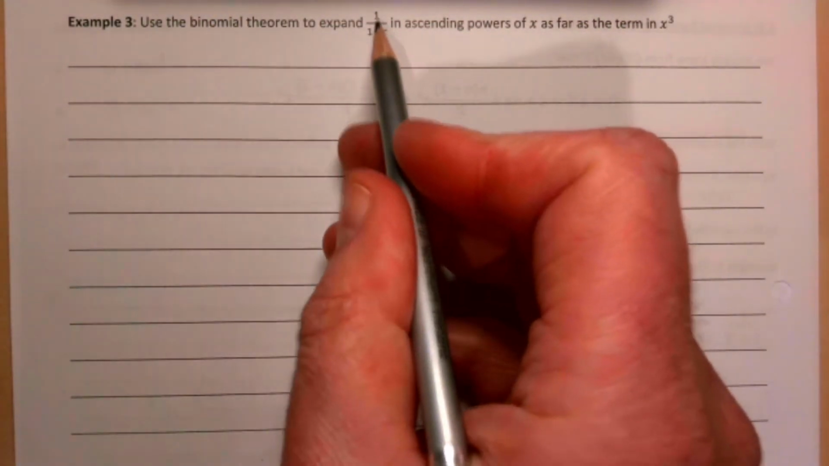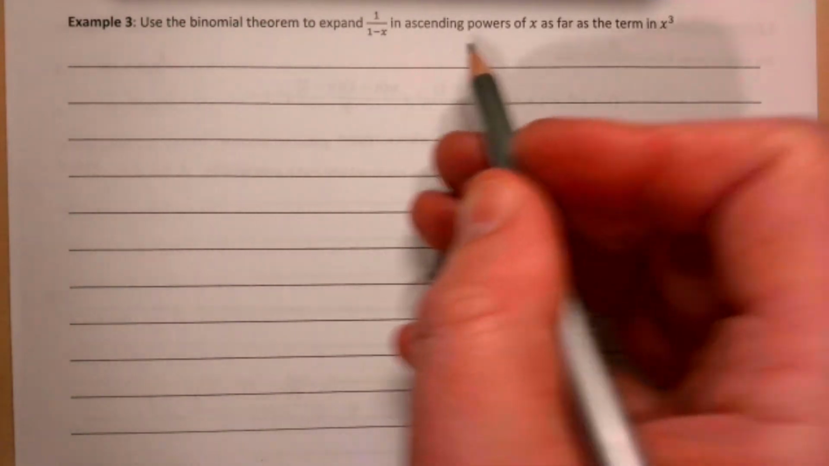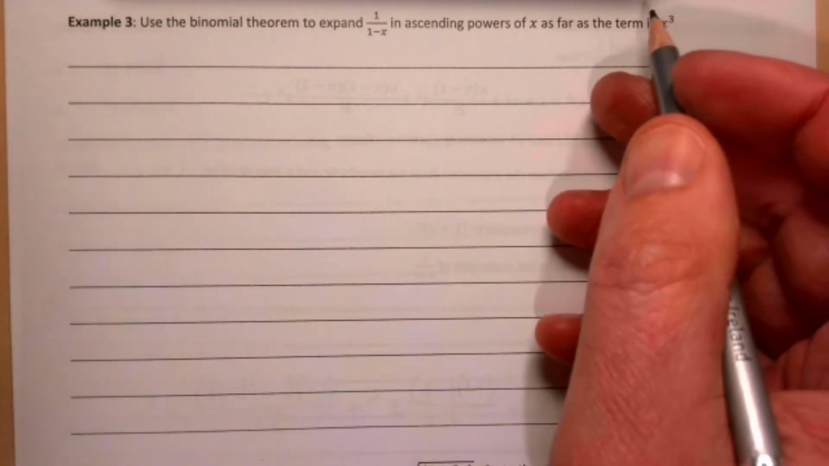This is A2 Pure Maths. We are in Unit 6 and we're looking at the binomial expansion for any rational n. Last video we did our wee introduction. We did examples 1 and 2. This is now going to be examples 3 and 4. So use the binomial theorem to expand 1 over 1 minus x in ascending powers of x as far as a term in x cubed.